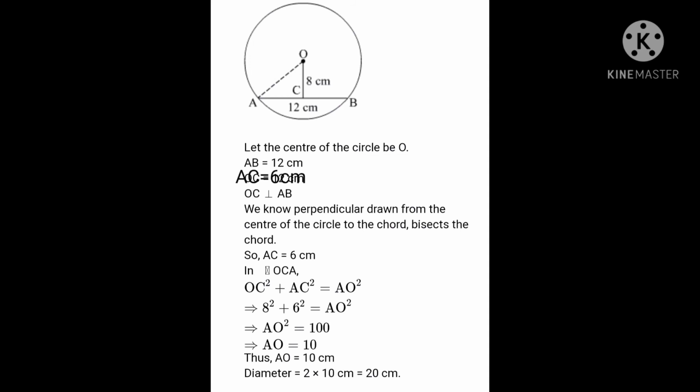AO is nothing but the radius of the circle. So the radius is 10 centimeter. Therefore the diameter is twice the radius. So 2 multiplied by 10 is 20 centimeter. So here in this question, the diameter of the given circle is 20 centimeter.